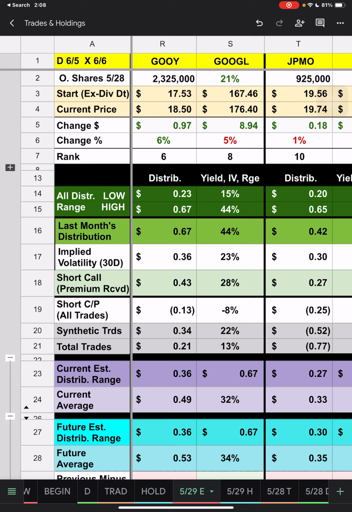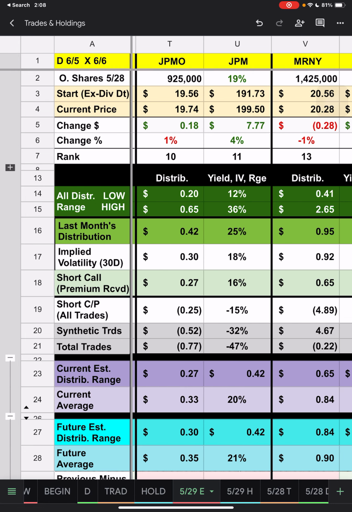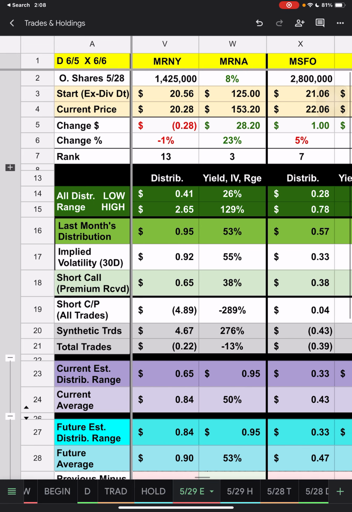GUI has a range of 36 to 67, an average of 53. Yesterday was 33 to 67, with an average of 53. And I say yesterday, it's basically this weekend, whenever the video is posted. JPMO, we have a range of 30 to 42 cents with an average of 35. Yesterday we had 26 to 42 with an average of 35. Murney here, we have 84 to 95 with an average of 90. Yesterday we had 93 to 95 with an average of 94.